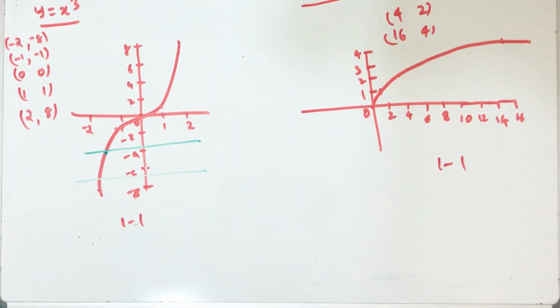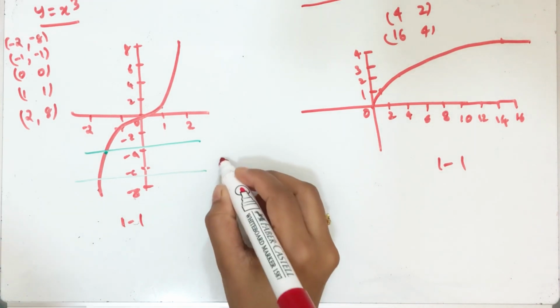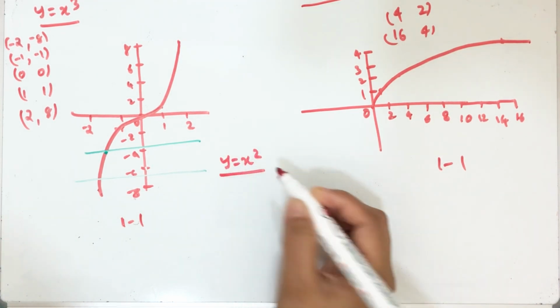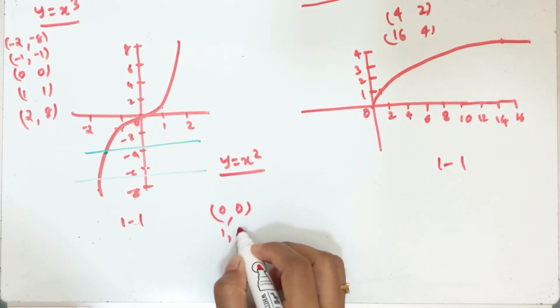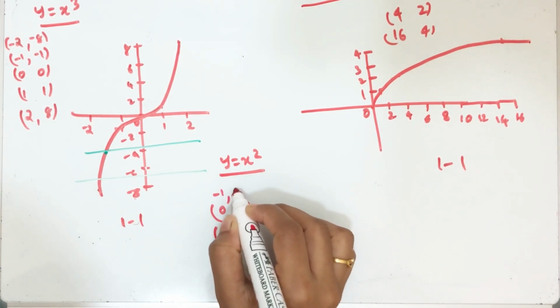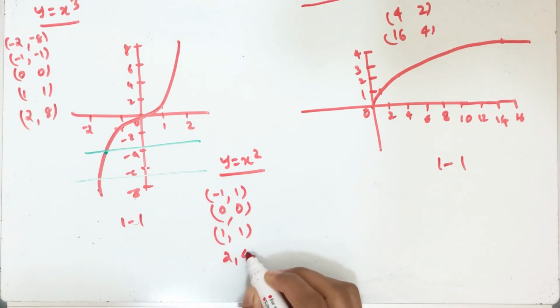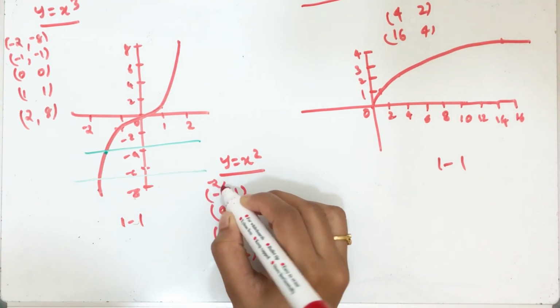Next we can see the graph of y equal to x square. Then the points are 0, 0; 0 square is 0, 1 square is 1, minus 1 square is 1, 2 square is 4, and minus 2 square is plus 4.